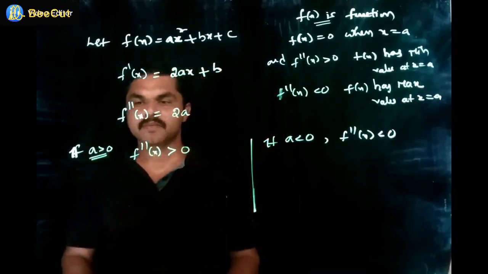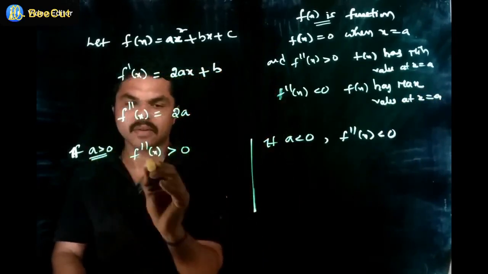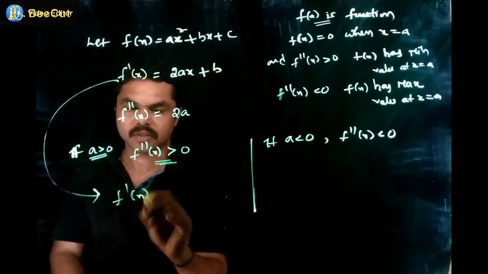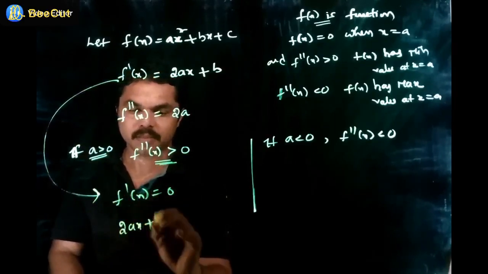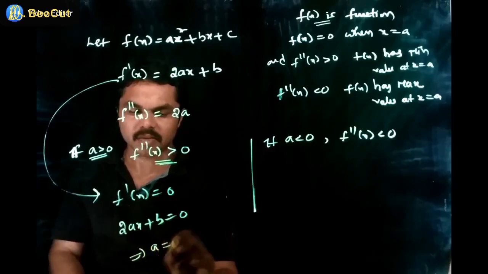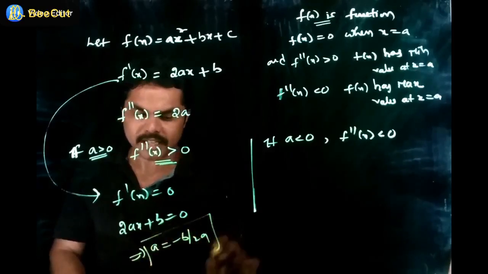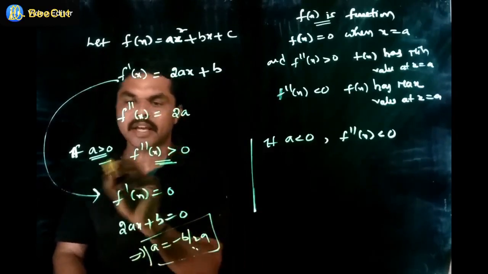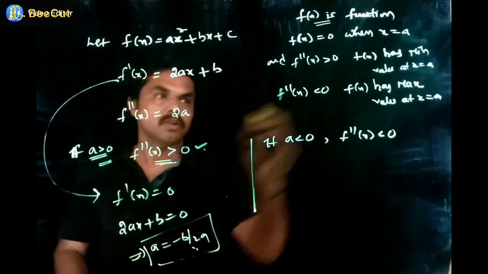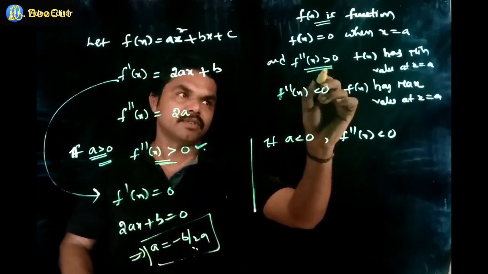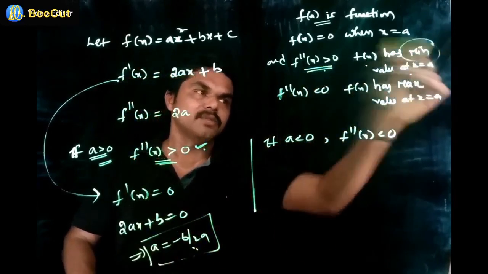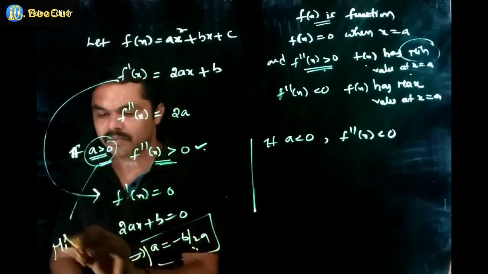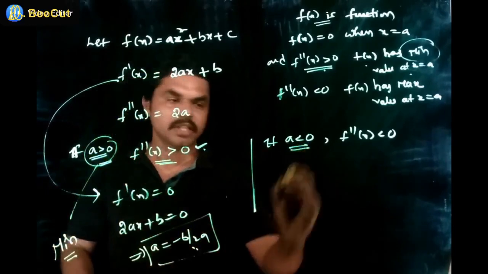Now it is very clear to observe here: when a is greater than 0, f double dash of x is greater than 0. Right. Now make f dash of x equal to 0. What you will get? 2ax plus b equal to 0. From here, what is the x value? Minus b by 2a. So at x is equal to minus b by 2a, a is positive, f double dash is greater than 0. When f double dash is greater than 0, according to the second derivative test, f of x has a minimum value. So we conclude that when a is greater than 0, it has a minimum value. When a is less than 0, it has a maximum value.